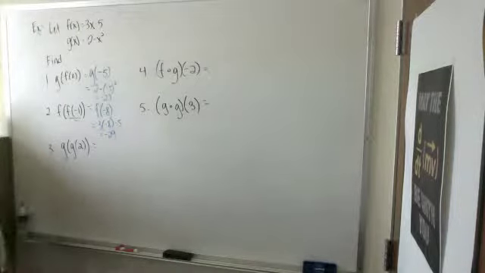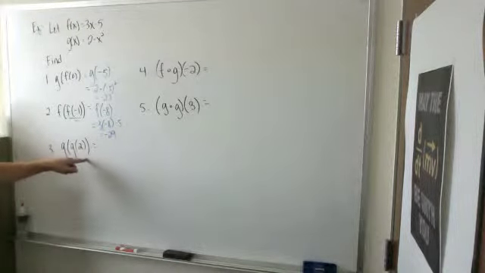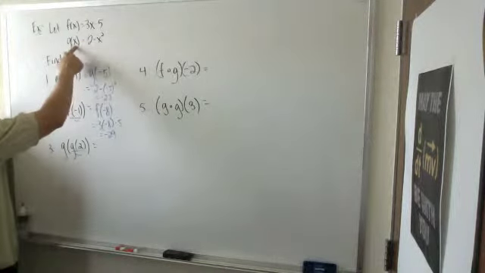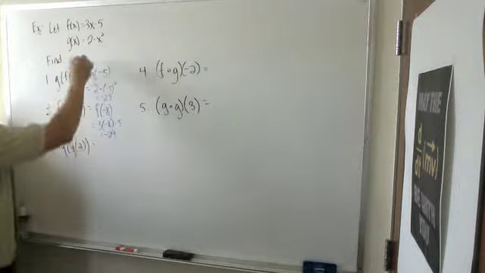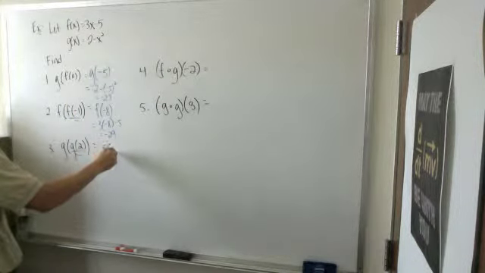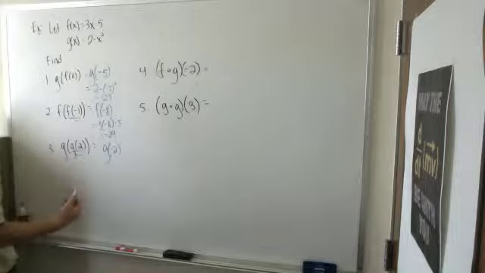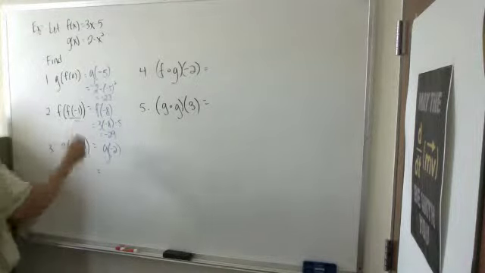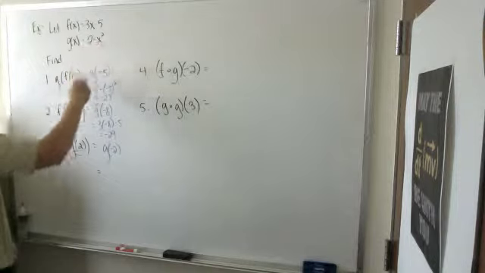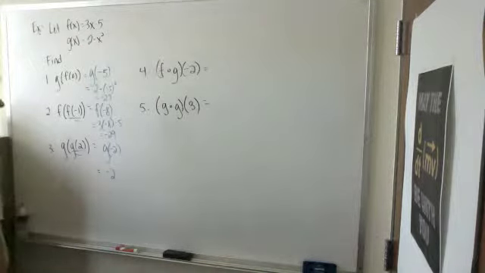Okay. What about g of 2? So first you find g of 2. g of 2 is 2 minus 2 squared, which is 2 minus 4, which is negative 2. So I'm really looking for g of negative 2. Well, what's g of negative 2 then? g of negative 2 is 2 minus negative 2 squared, which is 4. So 2 minus 4 is negative 2.